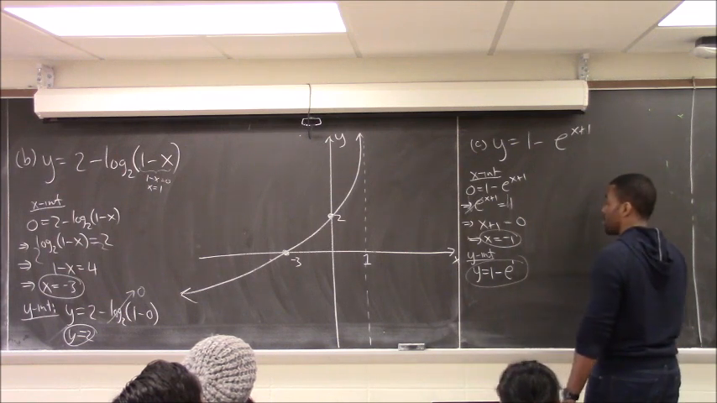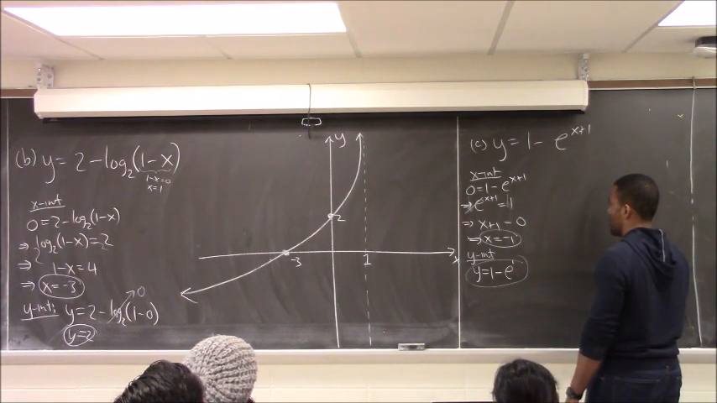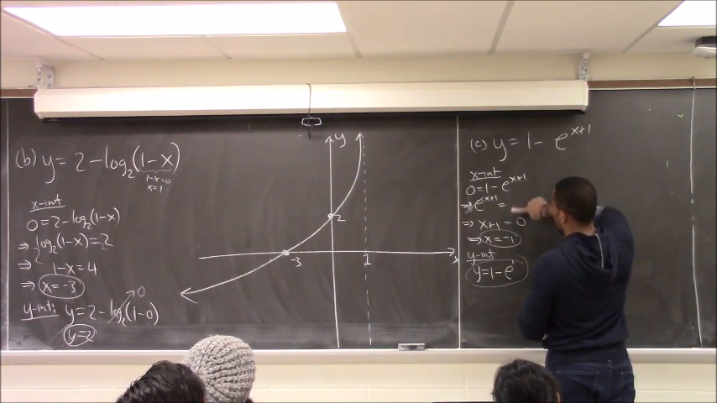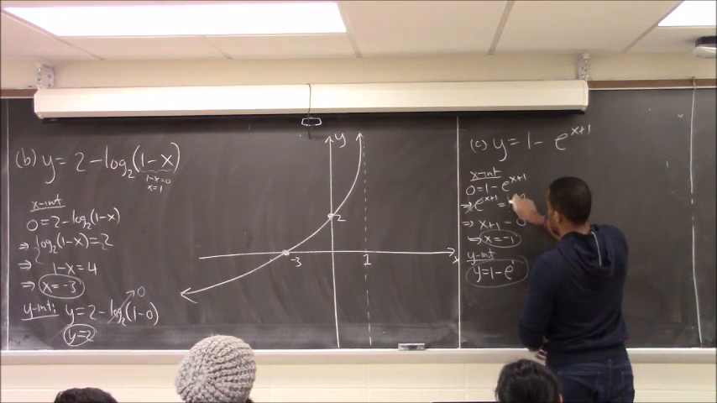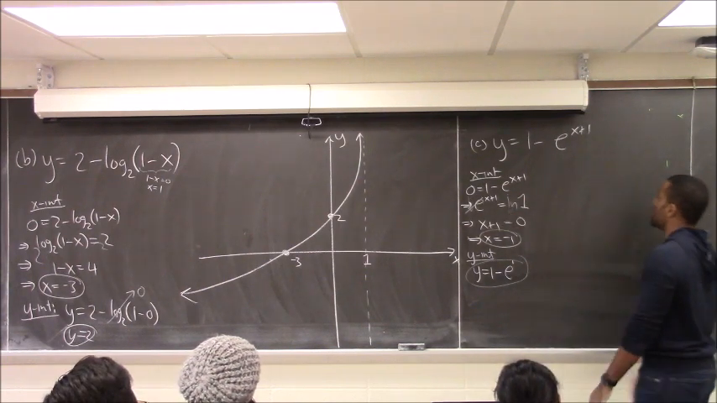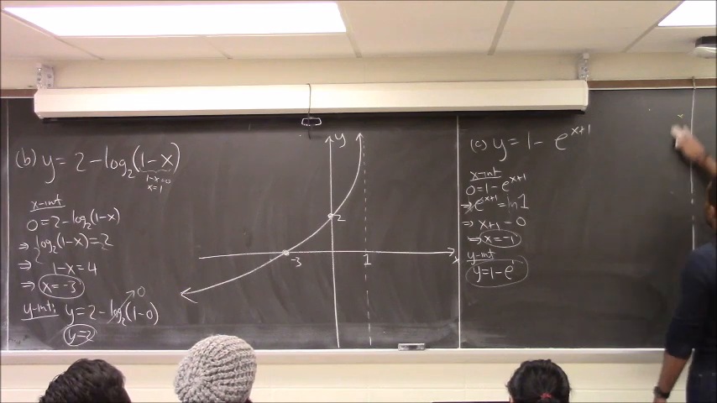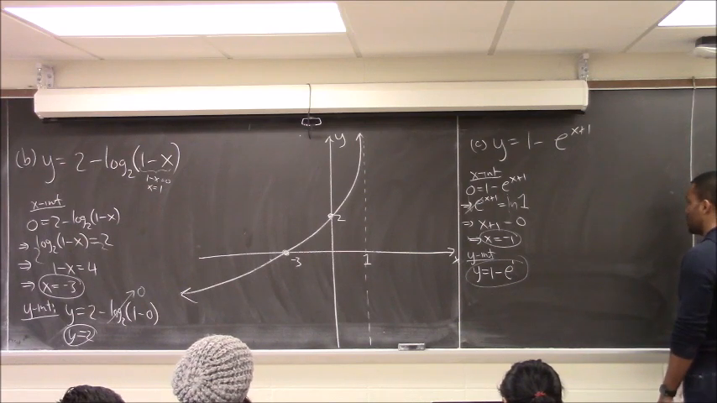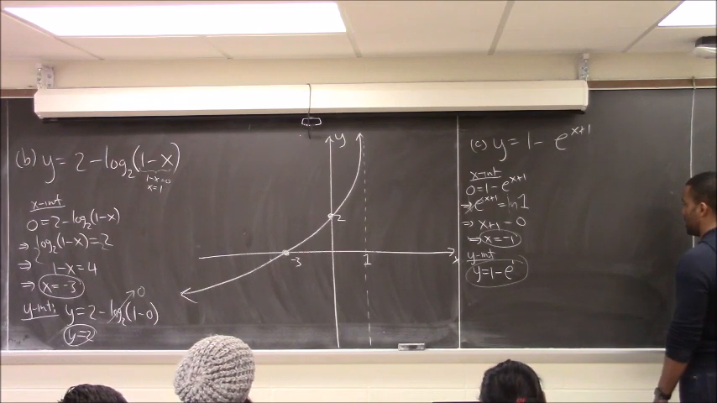Wait, you ln that, right? To cancel out the e. Yes, I ln both sides. So I ln of 1 and ln of that side. And, okay, so what does this actually look like? Can I fit it in here?